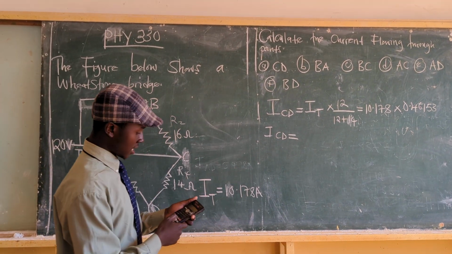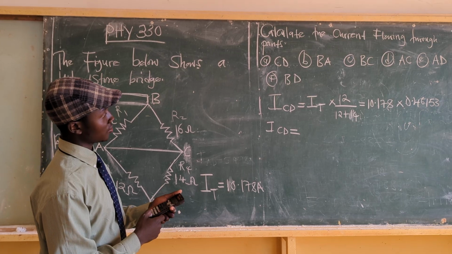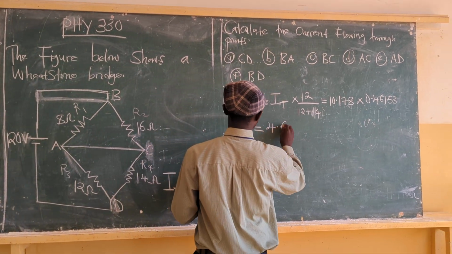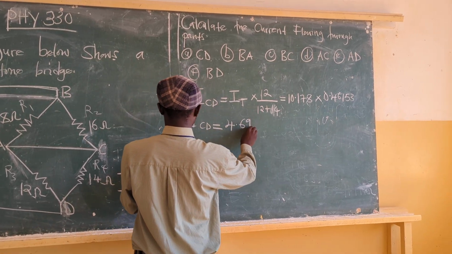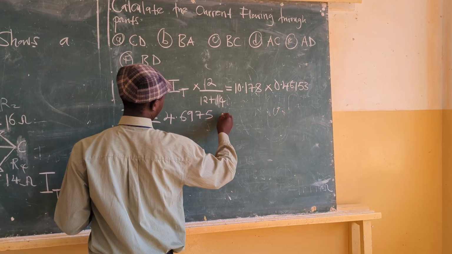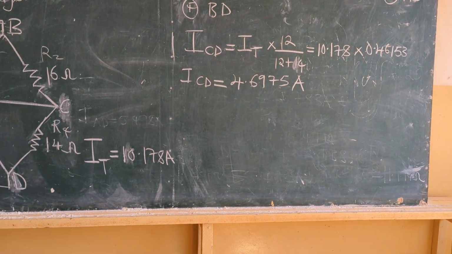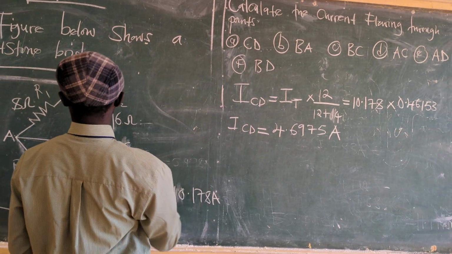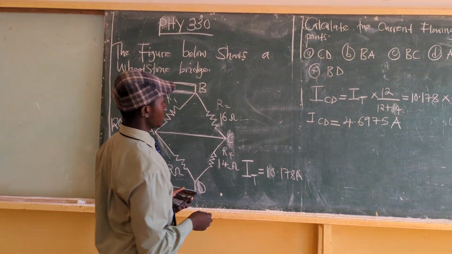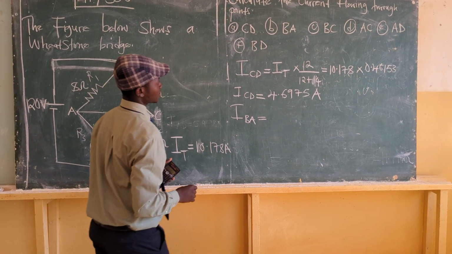So we multiply that by 10.178 as the total current. This gives us 4.6975. So this is our current of CD. Now we come to the current flowing at the point BA. Since we have gotten the concept, we just go direct.